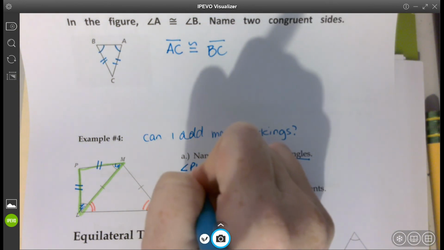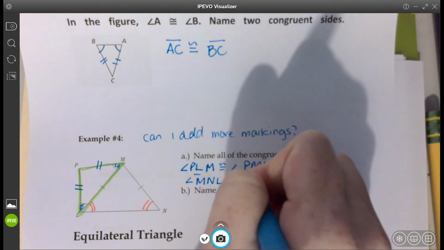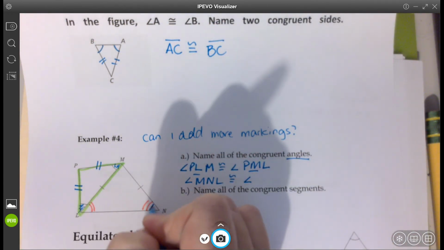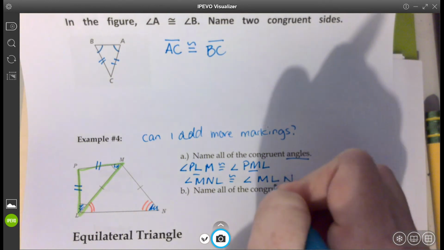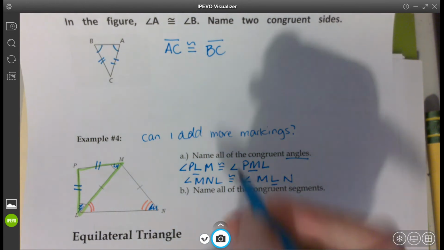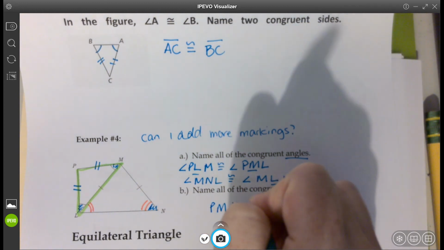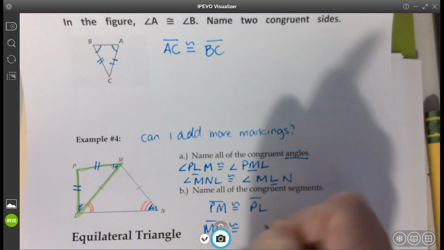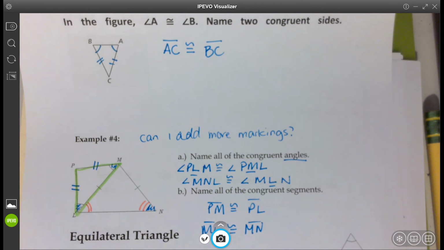All right, repeating that process for the other triangle. So we have angle MNL is congruent to, so that's angle N right here, and then here I'm going to have angle MLN. So again, we sandwich in that letter that we want. All right, now congruent sides. Starting again with that green triangle, we have PM is congruent to PL, and then we have ML is congruent to MN.